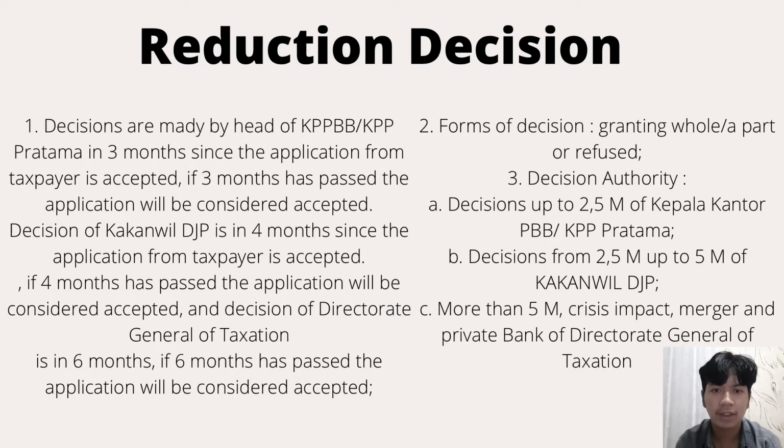And the form of decision can be granting in whole, in part, or it can be refused by the head of taxation. And for the decision authority, decisions up to 2.5 million are made by the head of PBB or KPP Pratama. Decisions from 2.5 million up to 5 million will be made by Kakanwil DGP, and more than 5 million or crisis impact or merger will be made by the Directorate General of Taxation.